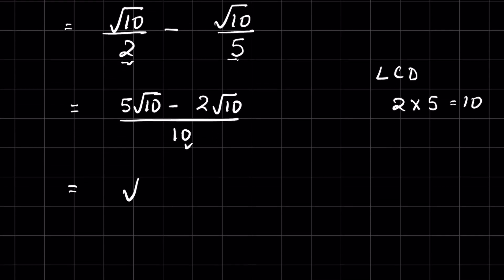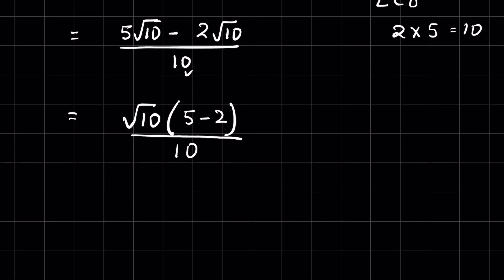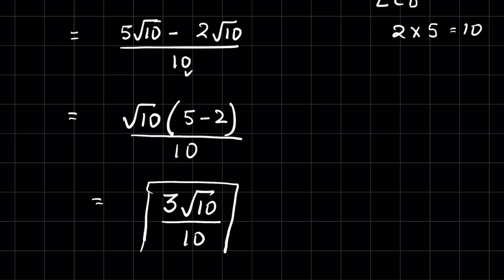Now we can take square root of 10 as common and write 5 minus 2 upon 10. 5 minus 2 is 3. So 3 times square root of 10 upon 10. So this is the answer, and this is how we subtract the fractions with radicals. This is one method. Second method is we use the butterfly method.